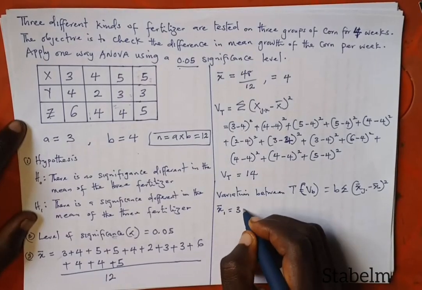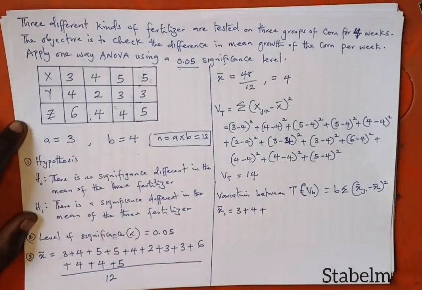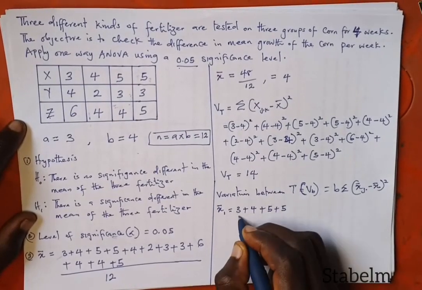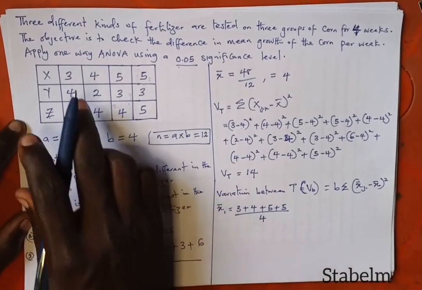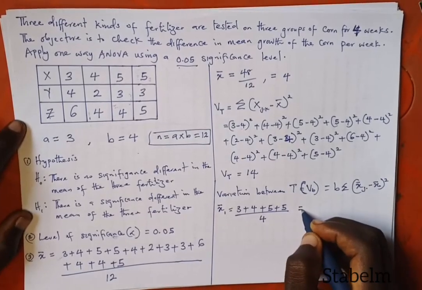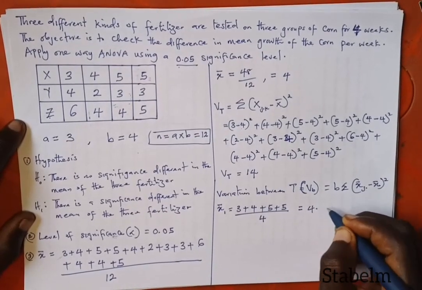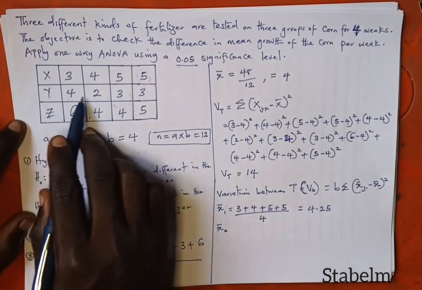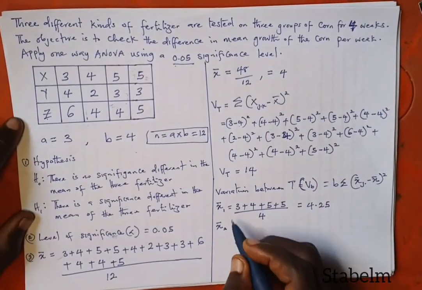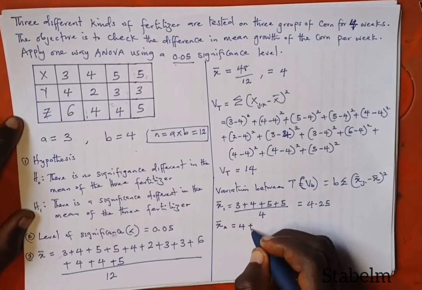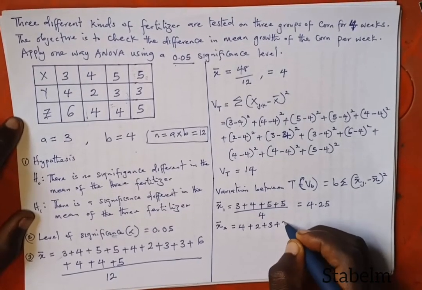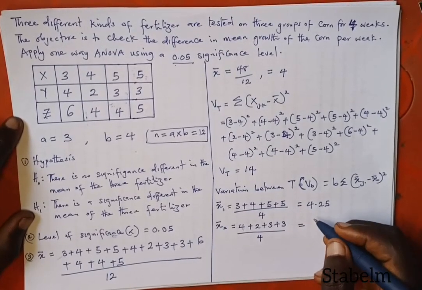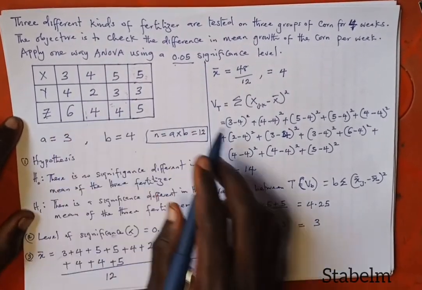So now let's say x bar 1 is for the first treatment here. We'll find the mean. Say 3 plus 4 plus 5 plus 5 divided by 4, because we have 4 observations here. So this will give us 4.25. X bar 2 stands for the mean of the second treatment. So also find the mean for the second treatment. We have 4 plus 2 plus 3 plus 3 divided by 4. This will be equal to 3. So the mean for the second treatment is 3.